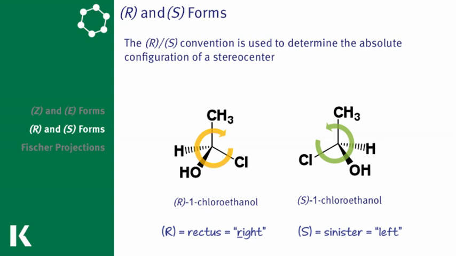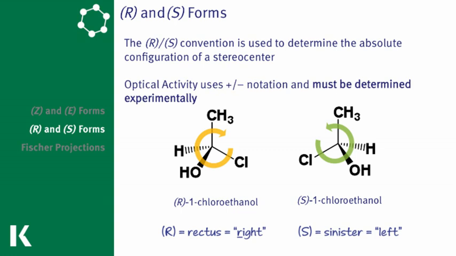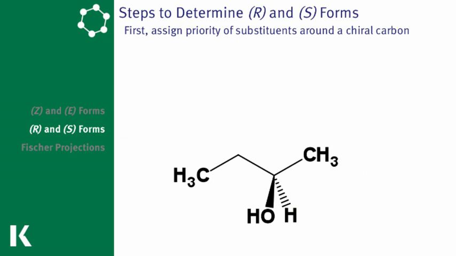However, a word of caution. While chiral molecules are said to be optically active, meaning that they rotate plane polarized light, the direction in which the light will be rotated is not necessarily the same as that of the stereocenter. It must be calculated experimentally and uses plus-minus notation instead of RS. Now for actually deciding whether a molecule is in the RS configuration.